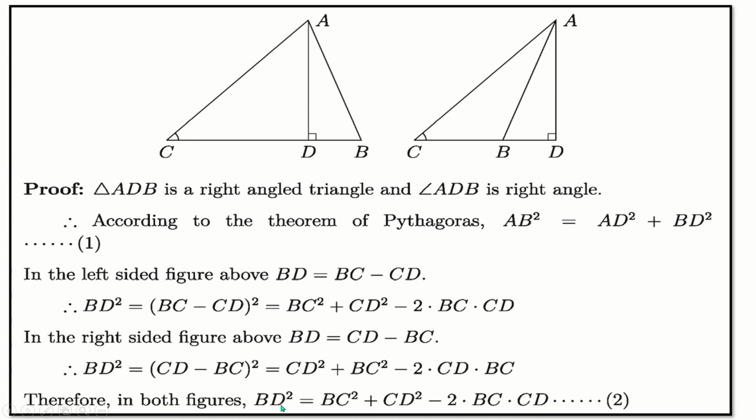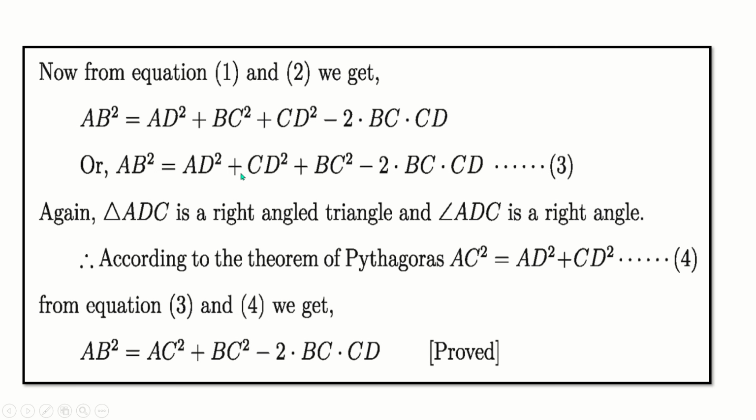Now putting the value of BD square in this equation, that means in equation 1. And also here apply another Pythagoras theorem. Now follow from 1 and 2, that means AB square equals AD square plus BC square plus CD square minus 2 into BC into CD. Now write in arrangement, that means AD square plus CD square plus BC square minus 2 into BC into CD.